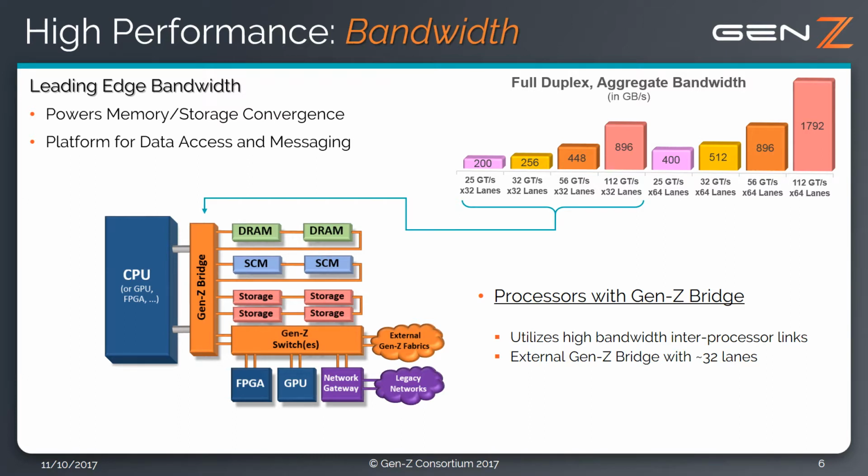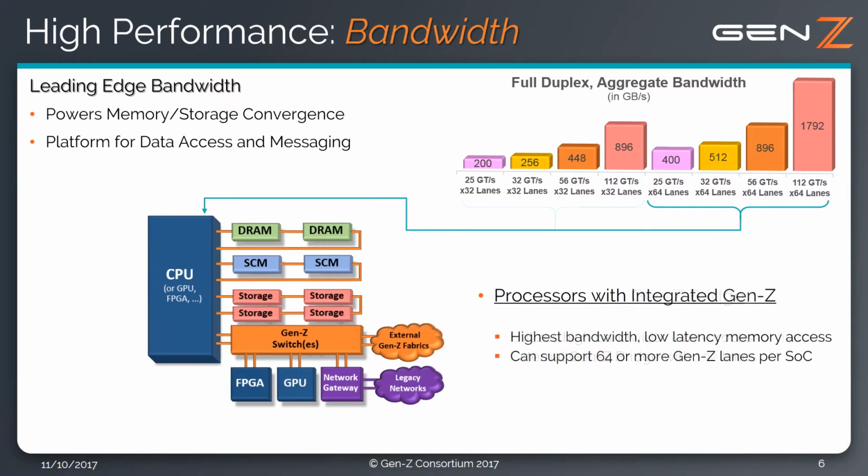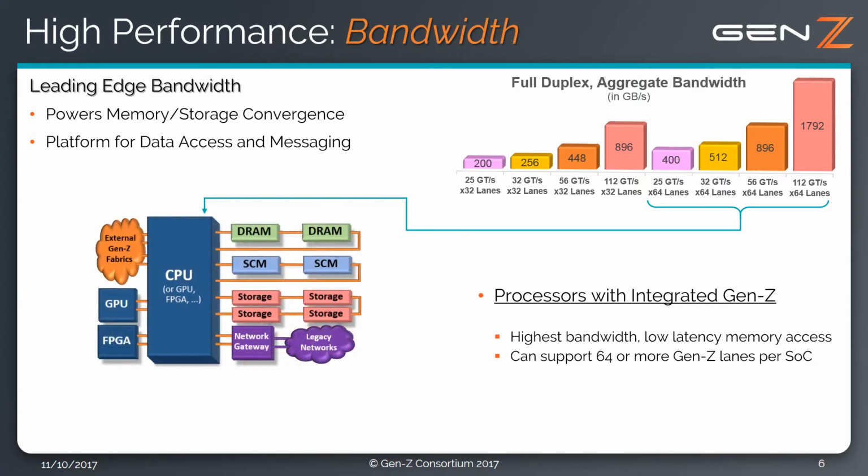If the solution requires more than 32 lanes, adding external Gen Z switches to expand the connectivity will be common. Over the course of time, GPUs or other systems on a chip, or SoCs, will integrate the Gen Z bridge logic to provide native Gen Z link support. Watch the animation to see how this integration transforms, simplifies, and expands the Gen Z connectivity of the CPU.